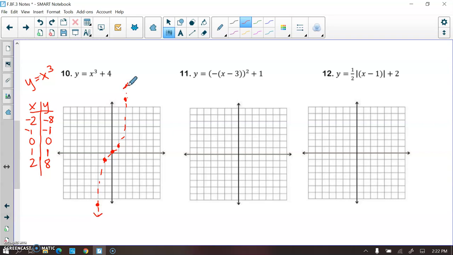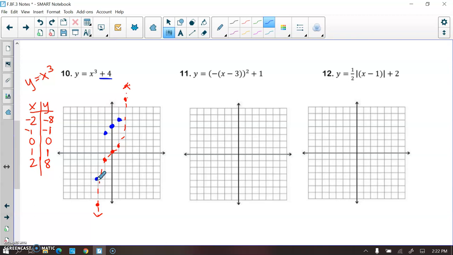And now we're going to transform that by moving each of the points up 4. So starting with the (0, 0) point, if I move that up 4, that's going to put me right here. Doing the (1, 1) point, that's going to put me right here. Doing the (-1, -1) point, that's going to put me right here. And doing the (-2, -8) point, that's going to put me right here.